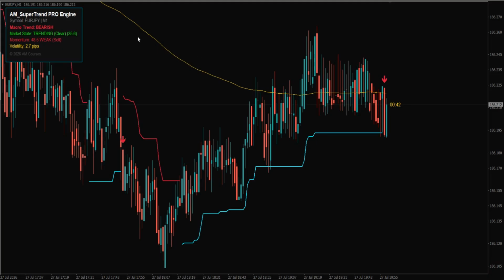But look at the third line. Momentum. It does not say strong sell. It says weak. And that word is the whole lesson. Our rule is simple. Macro trend, market state, and momentum must all agree, and momentum must be strong. Here it isn't. So by the rules, this arrow should be skipped.